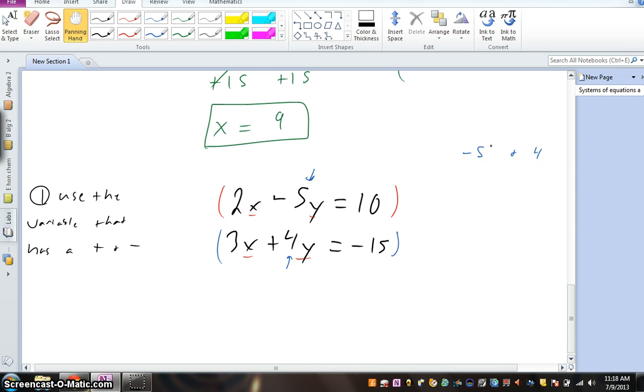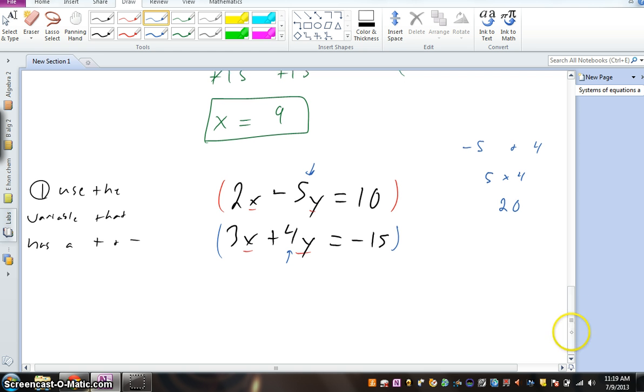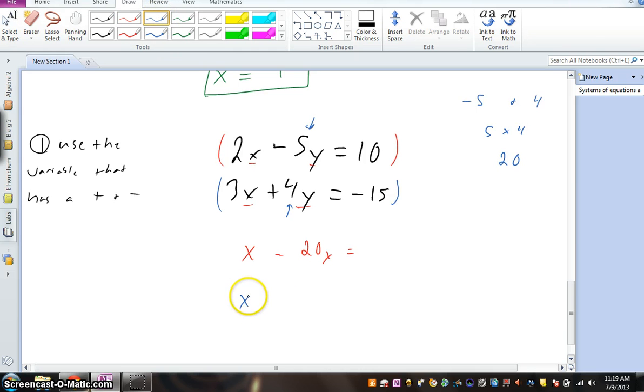So the question is, what do these two numbers have in common? Now, really what you want to do is find the least common multiple between the two numbers. But you can always take the easy way out, and you can just simply take 5 times 4, which gives me 20. So we can say they both have the number 20 in common. In other words, our ultimate goal is to get some x minus 20y equals something, and some x plus 20y equals something.